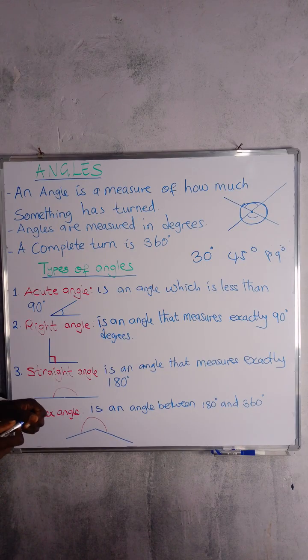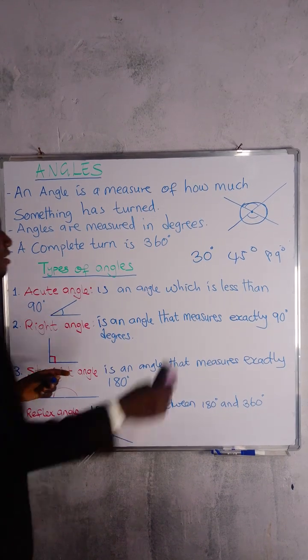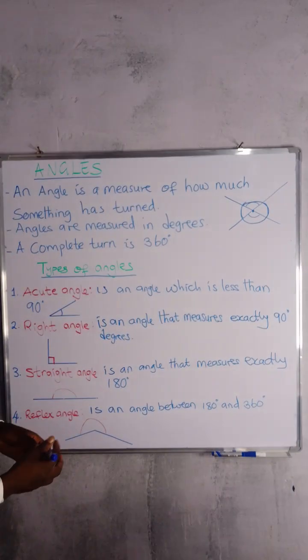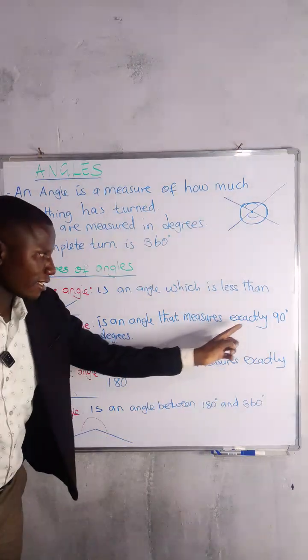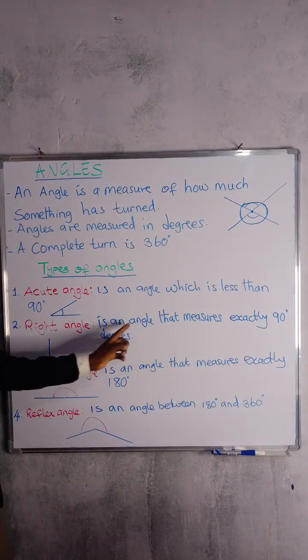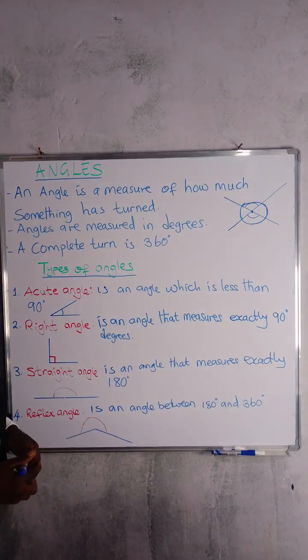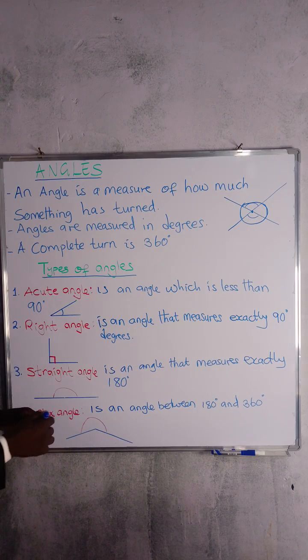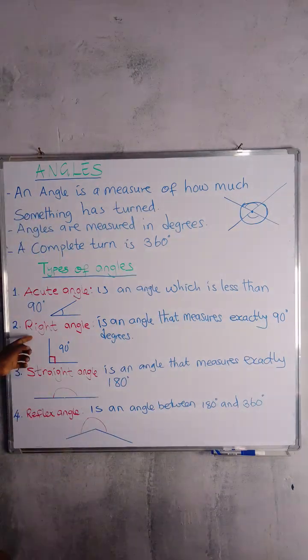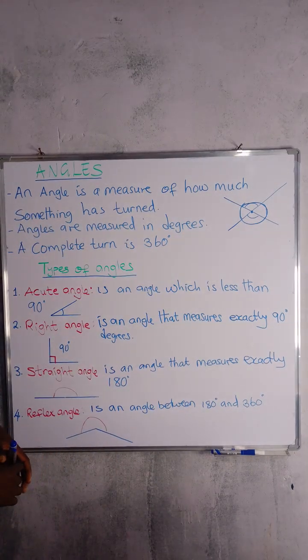Number two, we have an angle which is called a right angle. This is an angle that measures exactly 90 degrees. An angle that measures exactly 90 degrees is called a right angle. This is an angle here, and this square box which you are seeing here is a symbol for the right angle, 90 degrees. So a 90 degrees angle is called a right angle. I hope that is clear.